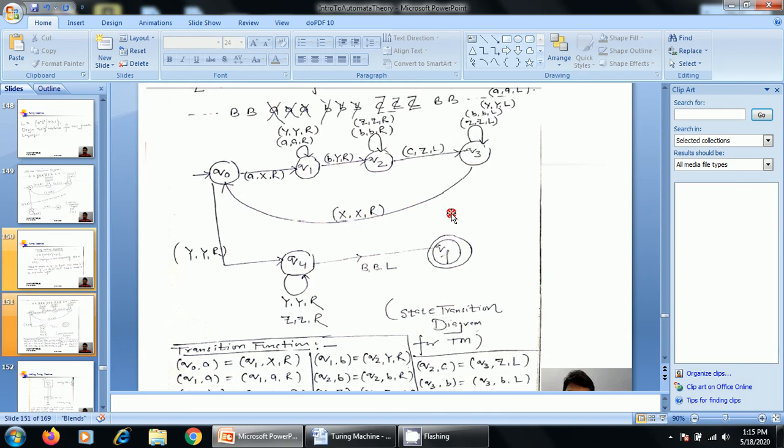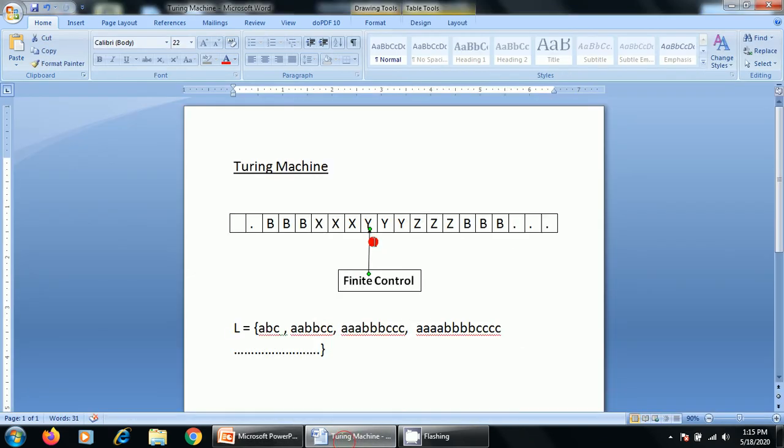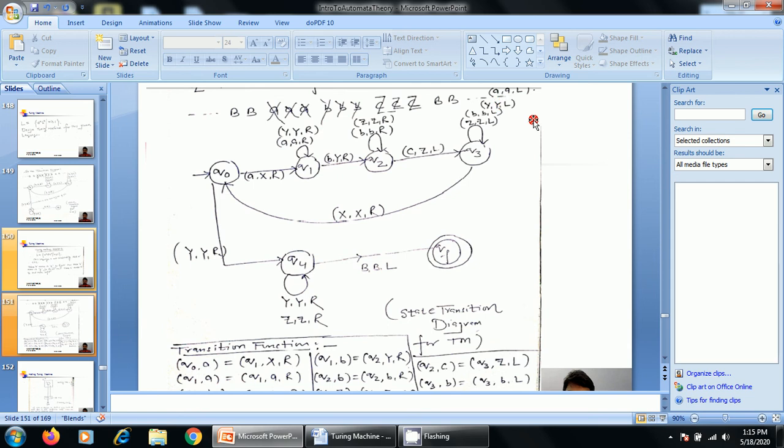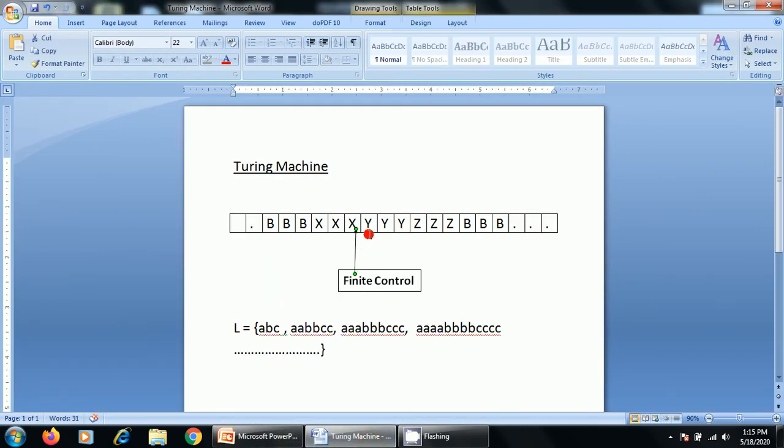If there is x, keep it x and move right. If there is a y, keep it y and move left. There is a y, keep it y and move left. Now we are at this position, x.